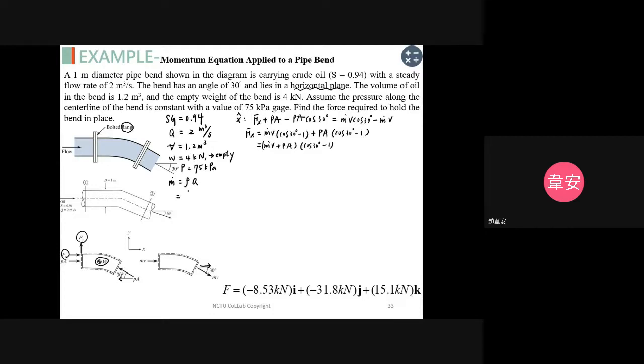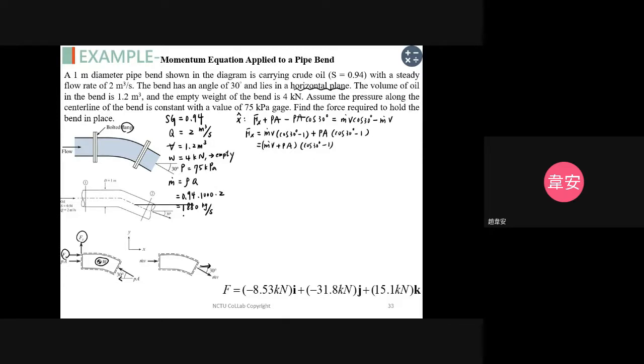The rho, we have a specific gravity SG of 0.94, multiplied by the water density, and Q is 2. So the mass flow rate is equal to 0.94 multiplied by 1000 multiplied by 2. So this is equal to 1880 kilograms per second.